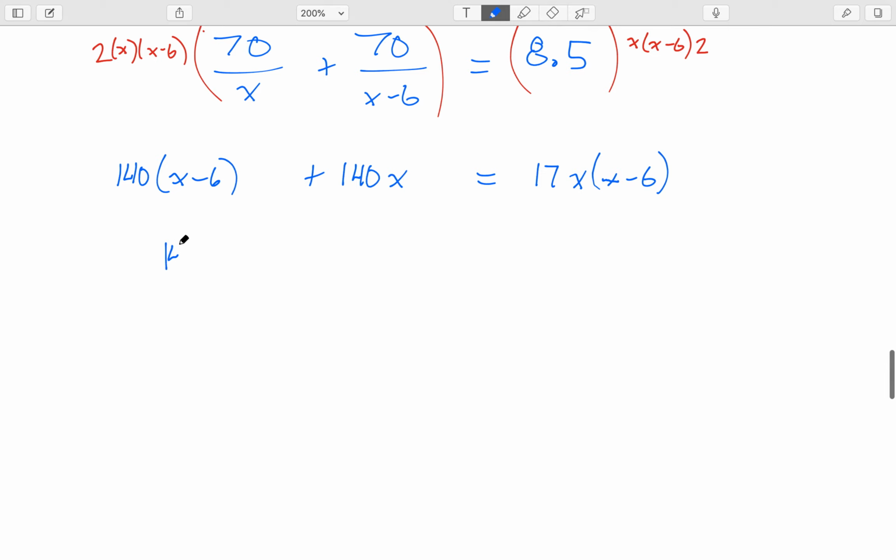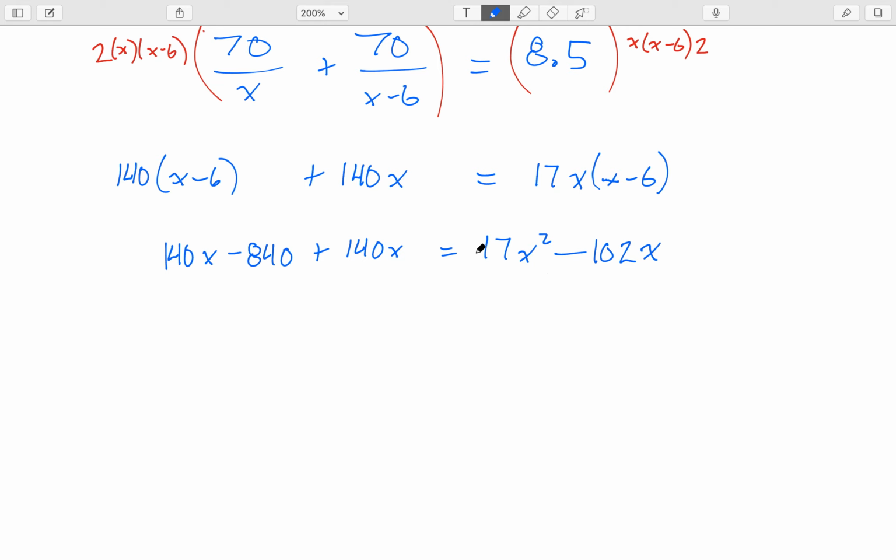Okay, here we go. 140x minus 602 minus 840 plus 140x is equal to 17x times x, 17x squared, yikes. 17 times minus 6, 60 and 42 is 102. So that's minus 102. Or is that 112? No, it's 102x. You know what? I better double check that. 17 times 6. Yep, 102. Good. There's no point in making a mistake halfway through.